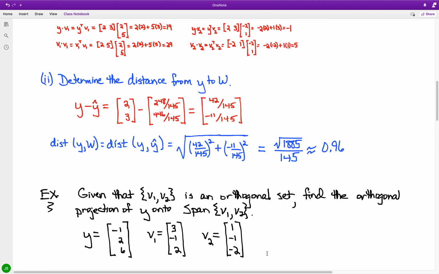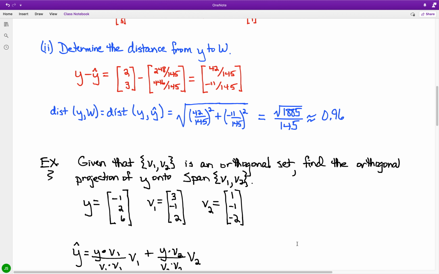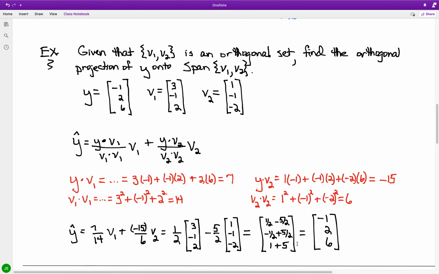Say we're looking at finding the orthogonal projection of y onto the span of the set of vectors. So y consists of negative 1, 2, 6, and we have v1 as 3, negative 1, 2, and v2 as 1, negative 1, negative 2, and for the projection, just taking what we have here.